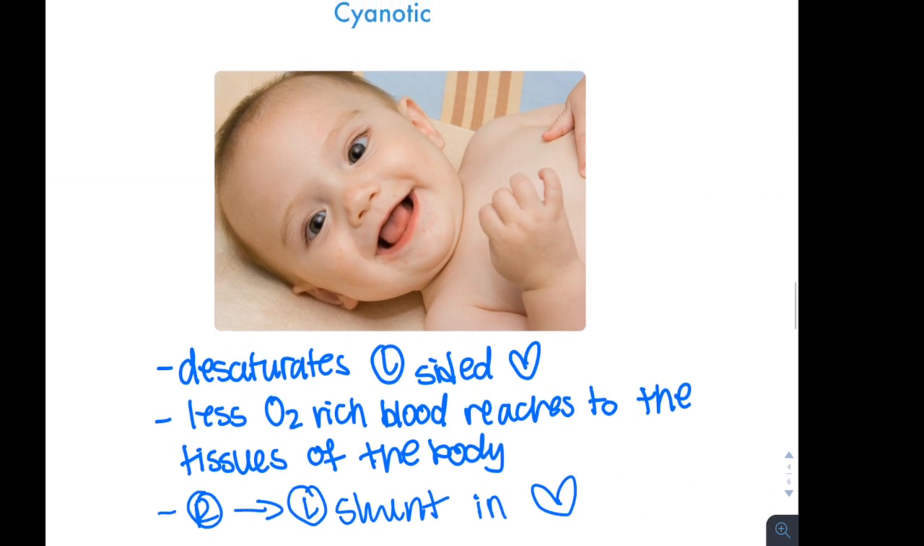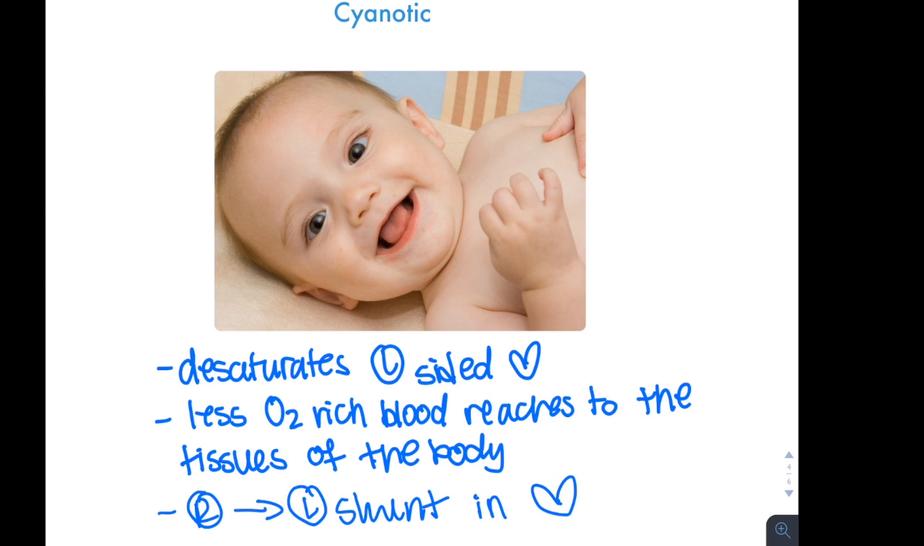The next topic we're going to touch upon is cyanotic congenital heart disease. What happens in this one is that your baby is not getting enough oxygenated blood to the body. Like the analogy we were talking about, how the car keeps going around the roundabout, in this case it's going to bypass the lungs and just get off the roundabout and go somewhere else. So it's going to desaturate the left side of the heart. You're going to see a right to left shunt in the heart.